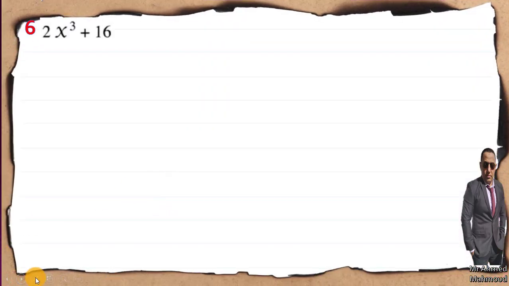Okay, here I have a common factor 2. So I'm going to write 2 and open a bracket like this. 2 divided by 2 equals 1. I don't write 1 because I have x power of 3 already. 16 divided by 2 equals positive 8. X power of 3 plus 8 is the sum of 2 cubes.